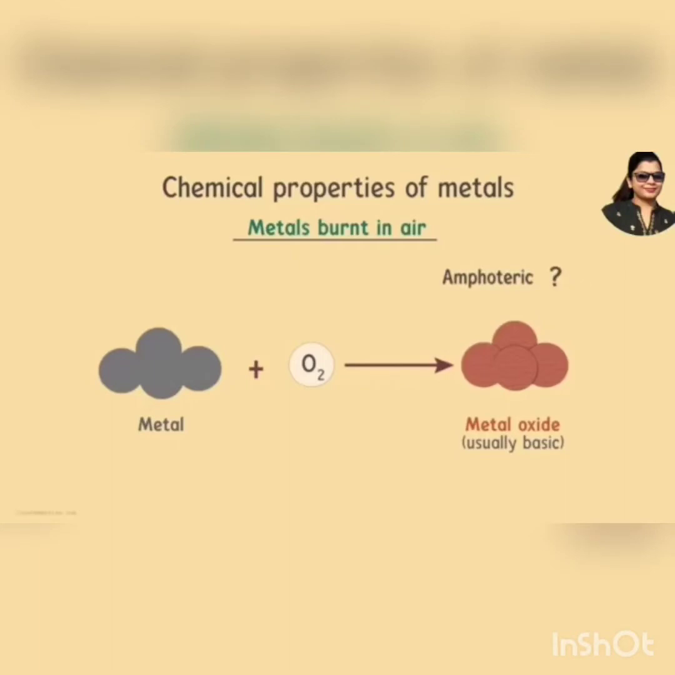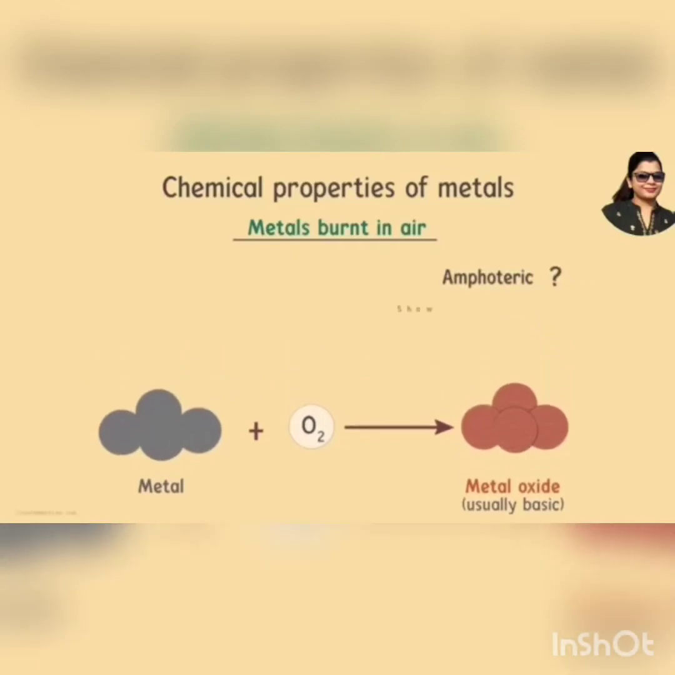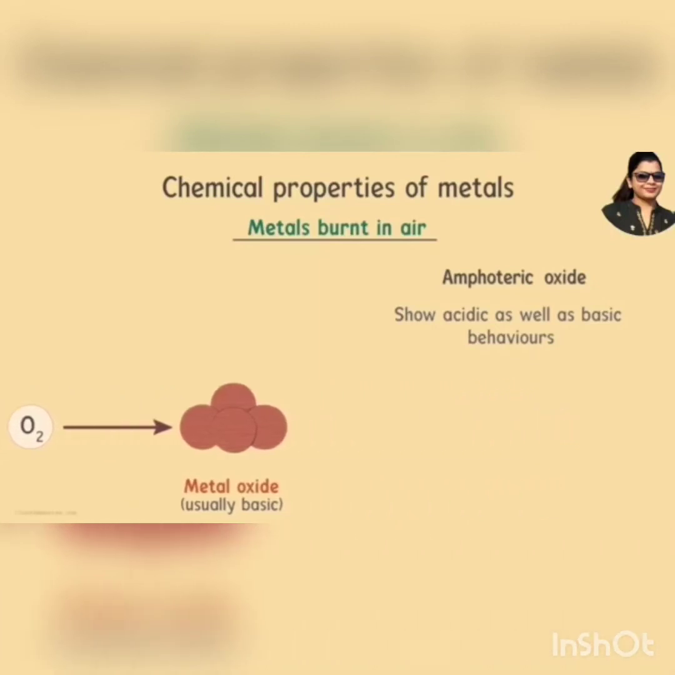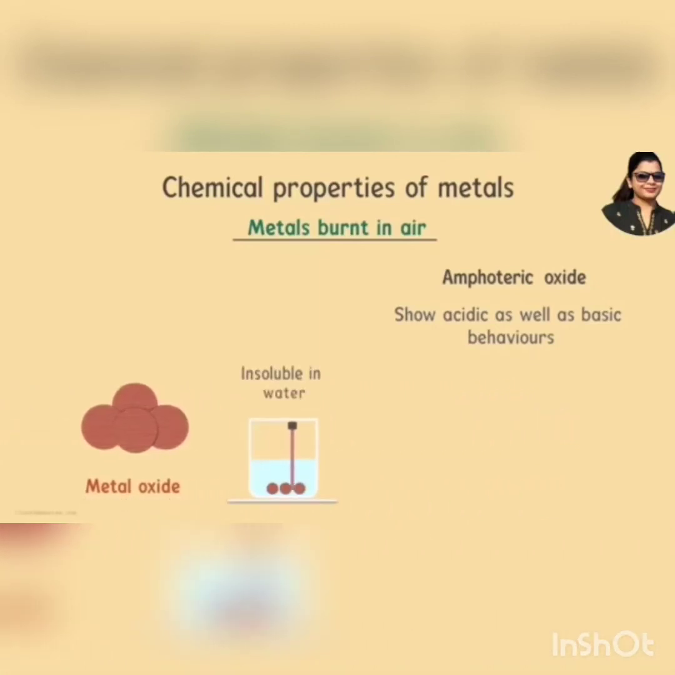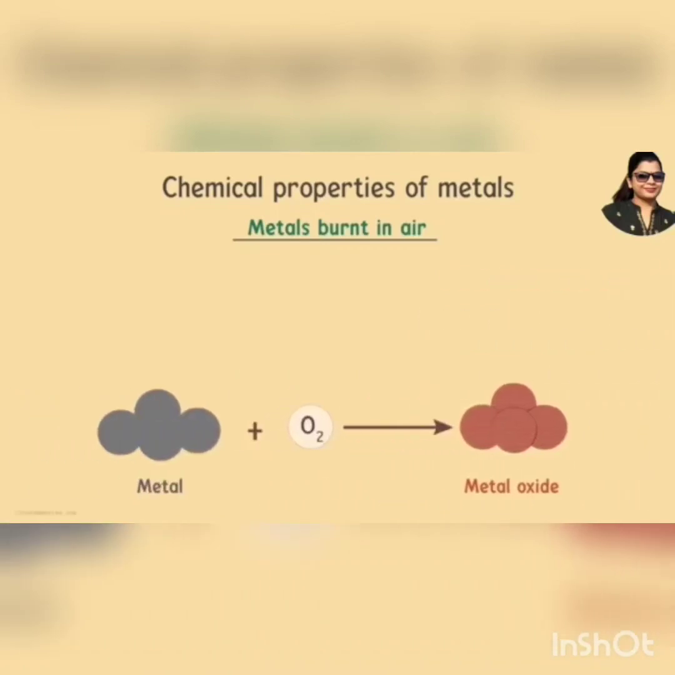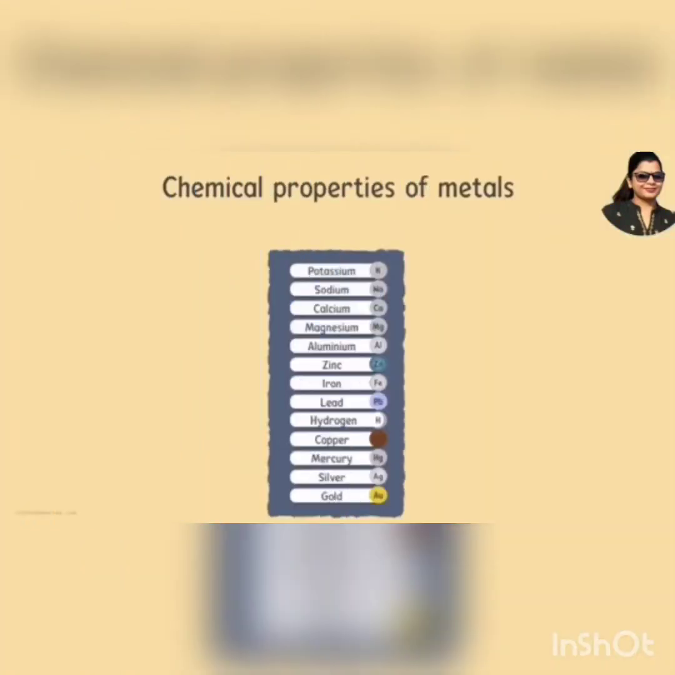What do we mean by amphoteric? Metal oxides which may show acidic as well as basic behaviors are known as amphoteric oxides. Most metal oxides are insoluble in water, but some may also dissolve to form alkalis. Metal oxides being formed is one thing, but do all metals react with oxygen at the same rate? Not really. Different metals show different levels of reactivity towards oxygen.